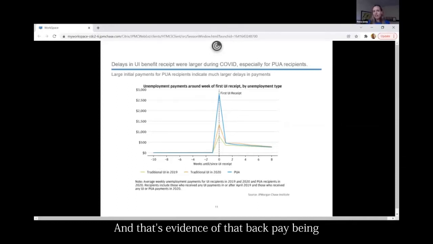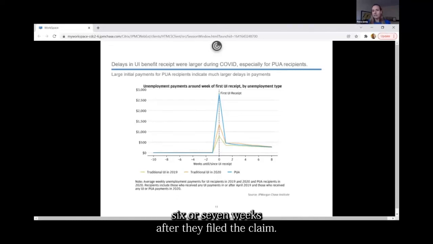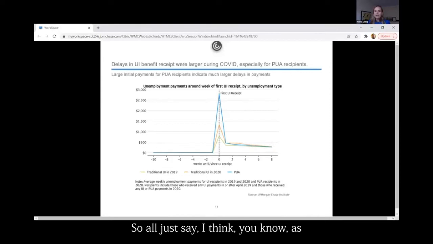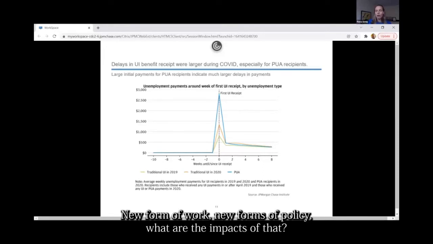And that's evident of that back pay being reflected in that first payment, so they're receiving that payment on quite a delayed basis, right? Six or seven weeks after they filed the claim. So all to say, I think, as this is a very rapidly changing economic environment, right? New forms of work, new forms of policy. What are the impacts of that?